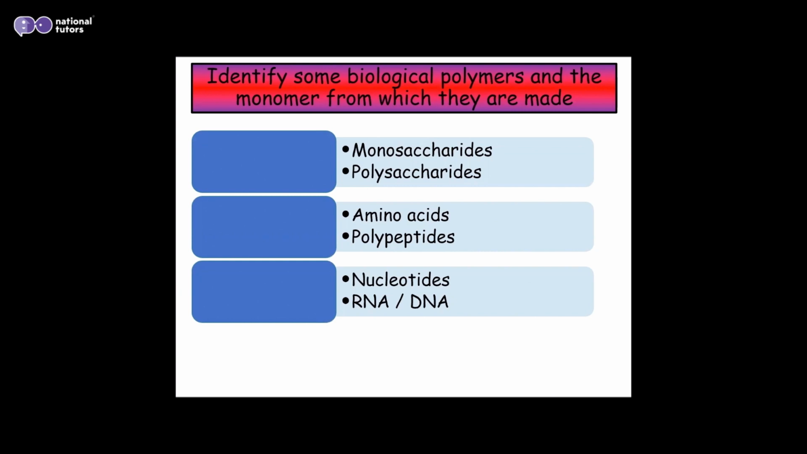So the top one there, monosaccharides and polysaccharides, that should have been relatively obvious with the saccharide bit because it's the carbohydrates. Then, like I said, the amino acids kind of give it away because I mentioned it in the last one, but it's well worth just remembering that they're polypeptides as well, and that's your proteins. And the last one, nucleotides, RNA, DNA. Hopefully you came up with the idea that it is nucleic acid.